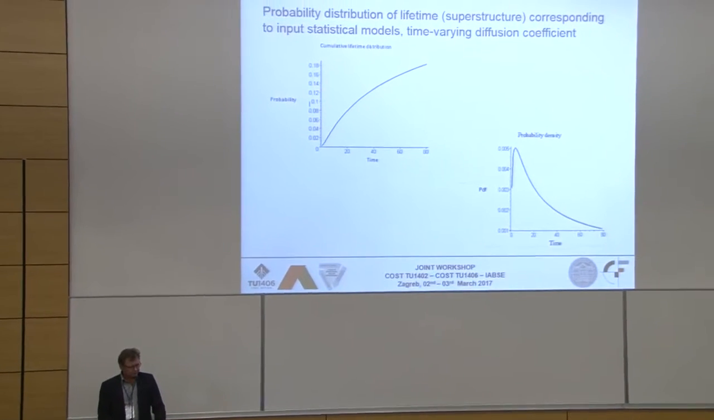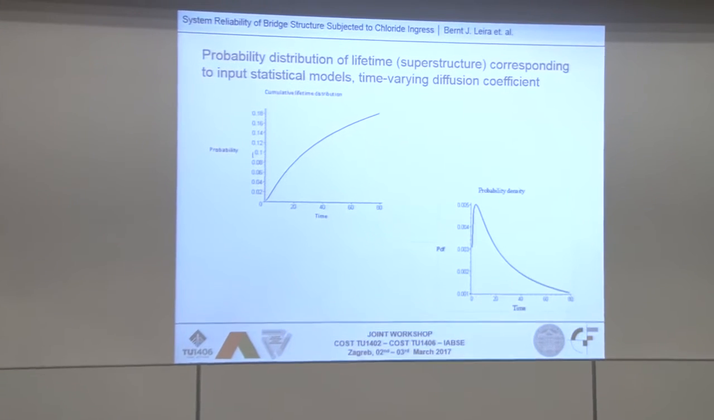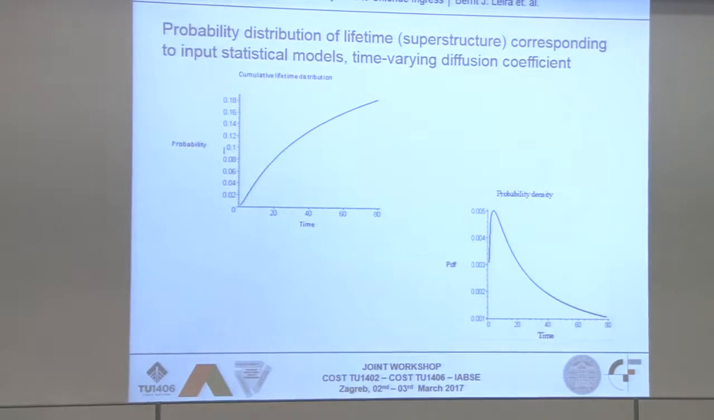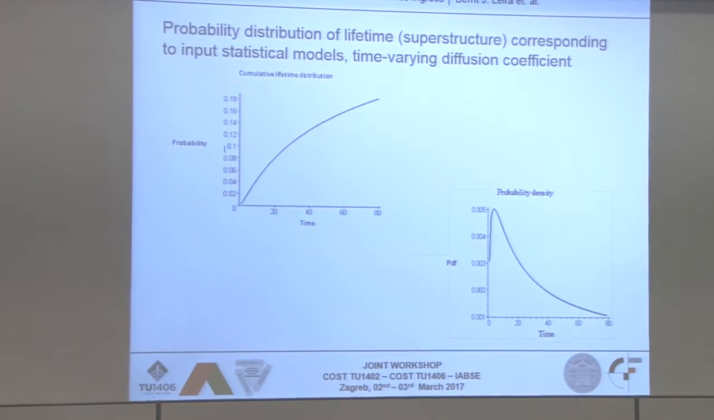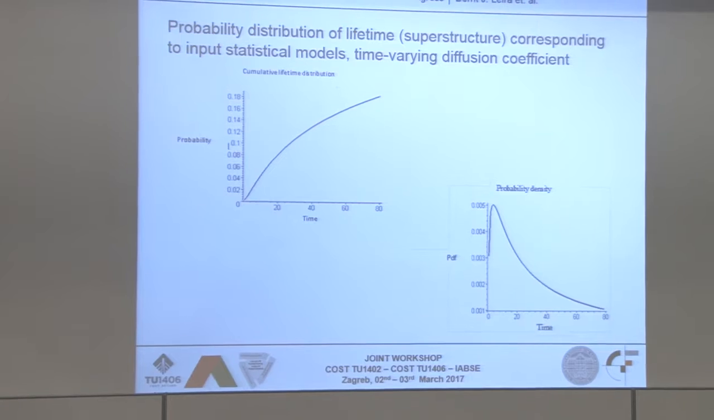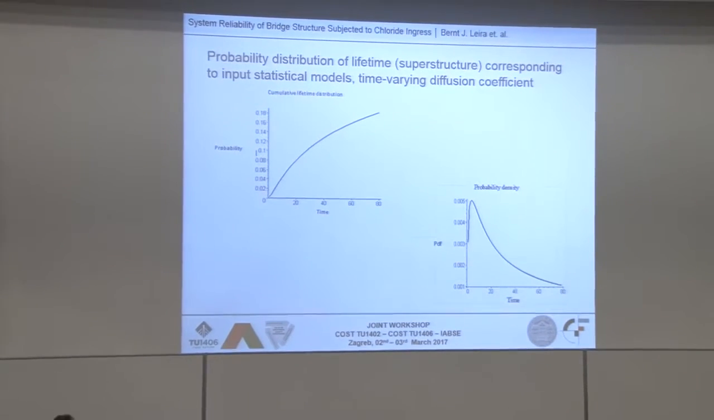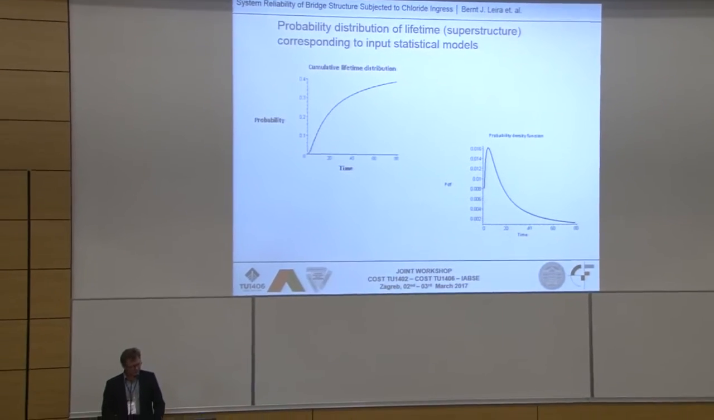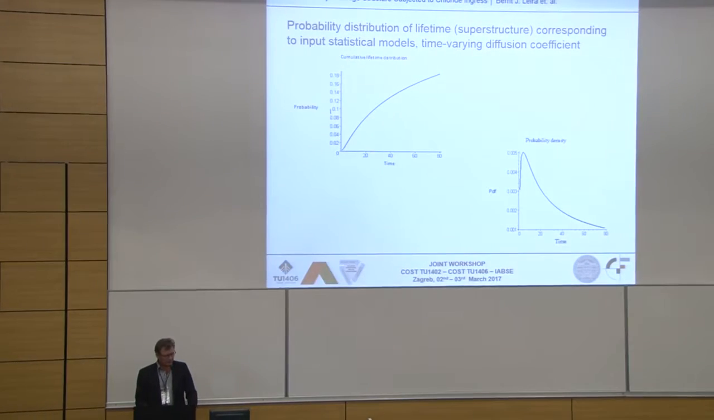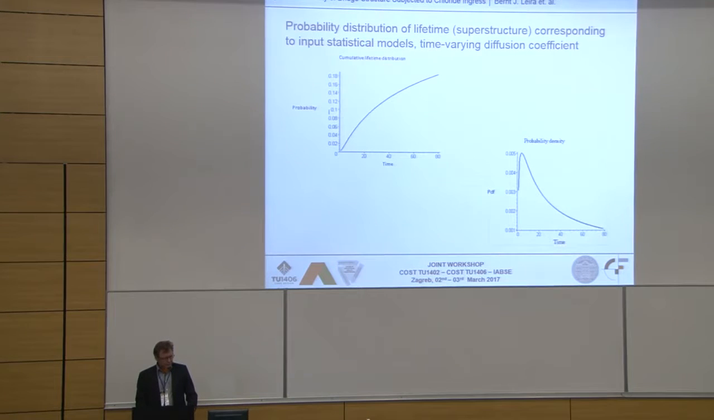So this is now the cumulative distribution of the lifetime, and lifetime here, as I mentioned, is start of corrosion of the armor. Based on the input statistical model, this is for the superstructure, and now this is with the time varying diffusion coefficient. So we see that after 80 years it's 0.18, but we also see that the probability density has the peak at only 6 years.